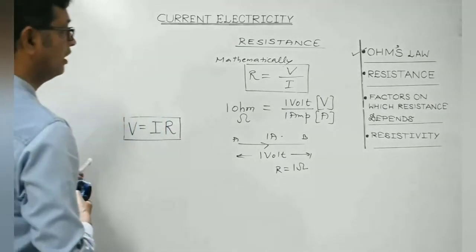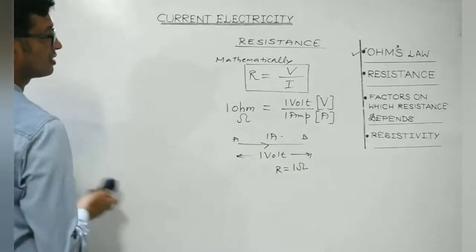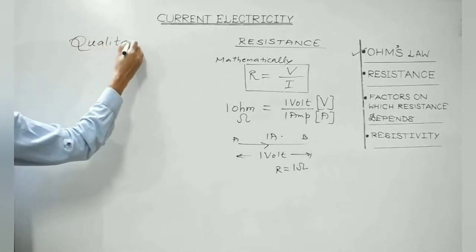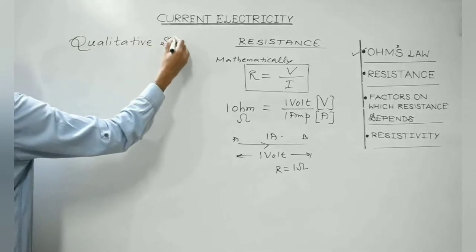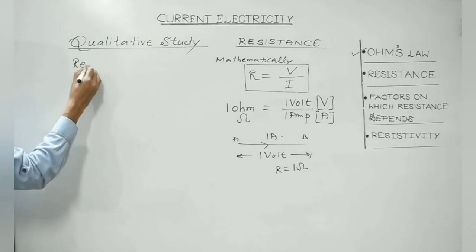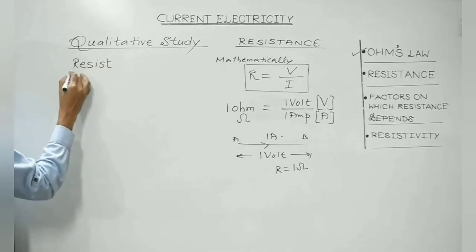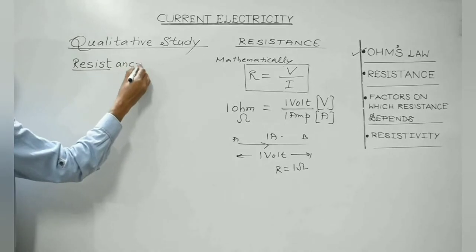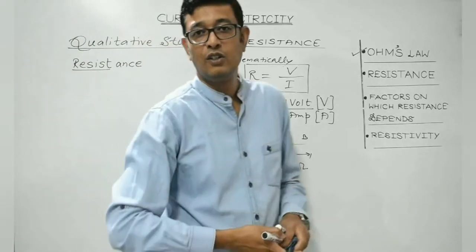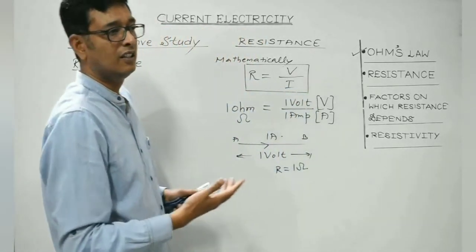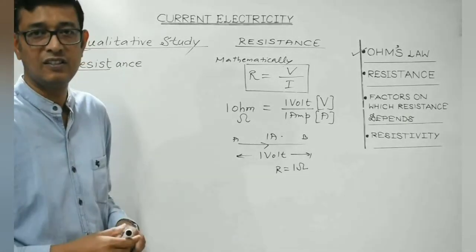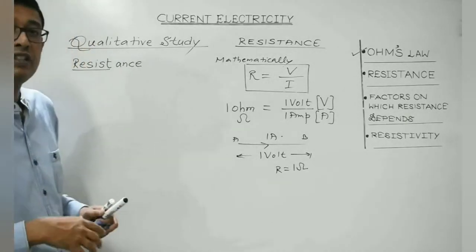Right? Now let's discuss resistance qualitatively. Qualitative study. Now students, resistance. It consists of the term resist. Resist means to oppose, isn't it? To obstruct, to provide some sort of hindrance, right? To provide some sort of hurdle.